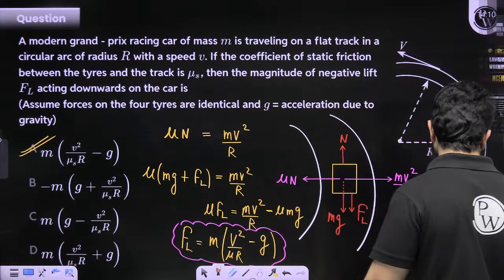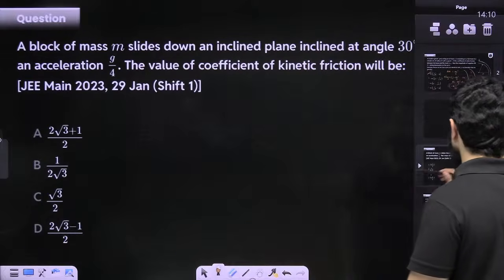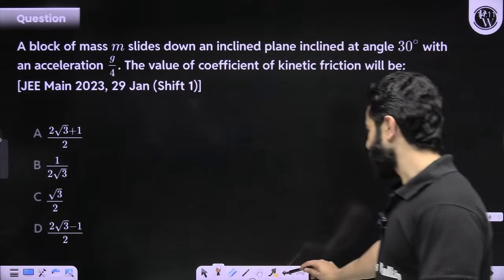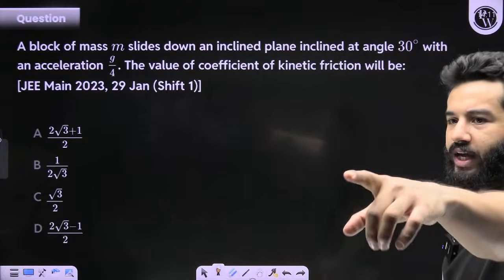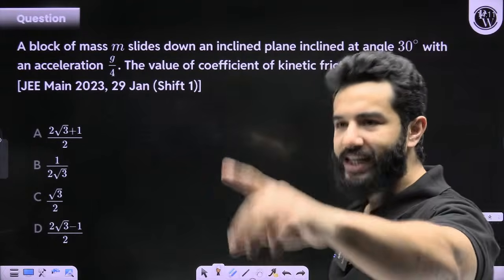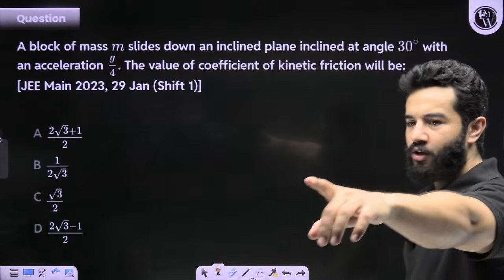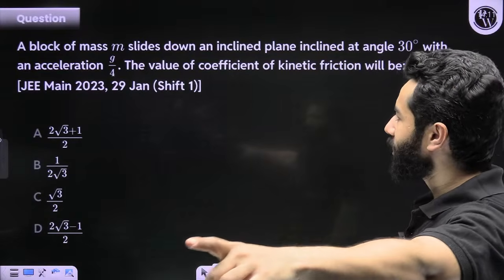Hopefully the first question is all good. Let's move to the next problem. Let's see this one. Come on, be quick. I want your answers in the chat box. Okay, and if you have any doubt, do let me know. Robin, your answer is right for the last one.